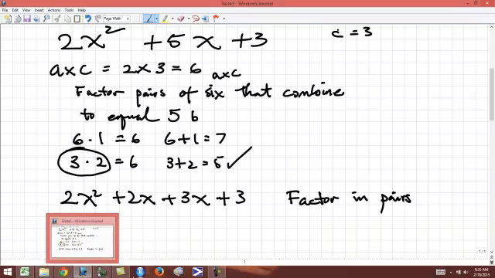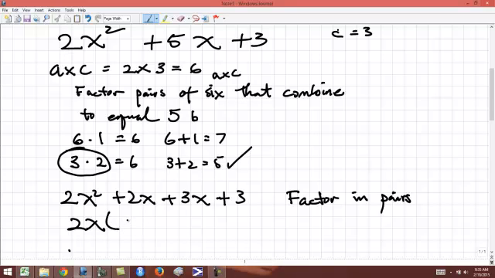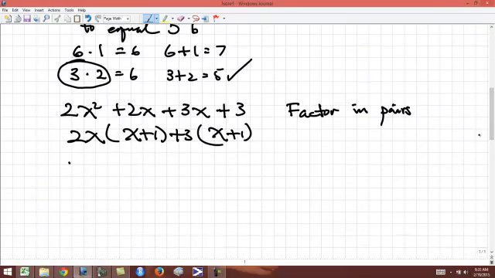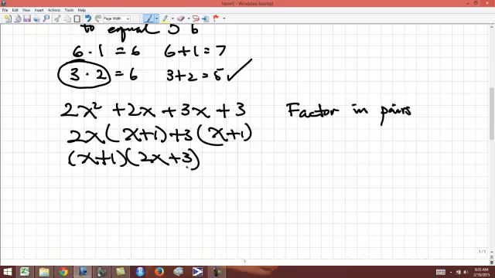So I'm going to have 2x times x plus 1 plus 3 times x plus 1. Okay, and then I'm going to factor the x plus 1 out of both terms. So I'll have x plus 1 times 2x plus 3. And I'm finished. Okay, now the second way to do this is the cross method.